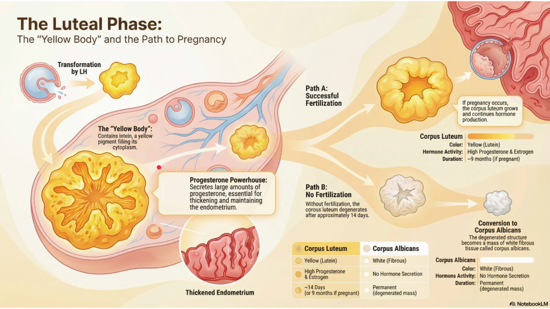Next, suppose in case of successful fertilization, this corpus luteum will be maintained beyond its normal lifespan. Its normal lifespan is 14 days, but it can be maintained up to 9 months if pregnancy occurs, if fertilization occurs and sperm is present. Suppose there is no sperm, fertilization does not happen, then after approximately 14 days it is going to degenerate into one structure called the corpus albicans.